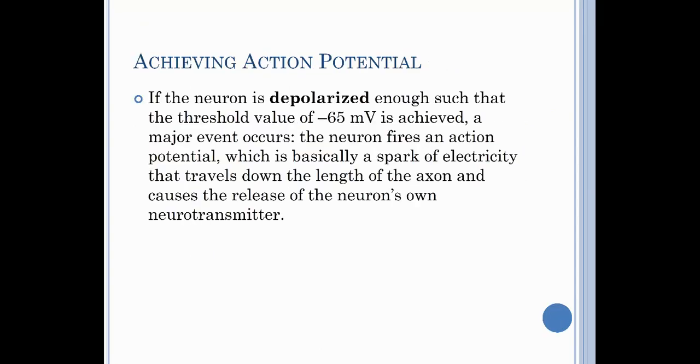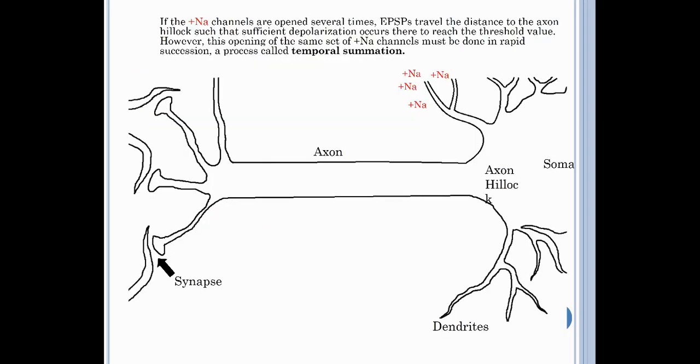If the neuron is depolarized enough such that the threshold value of negative 65 millivolts is achieved, a major event will occur and the neuron will fire an action potential, which is basically a spark of electricity that travels down the length of the axon and causes the release of that neuron's own neurotransmitter. If the sodium channels are opened several times, EPSPs travel the distance to the axon hillock such that sufficient depolarization occurs there to reach that threshold value.